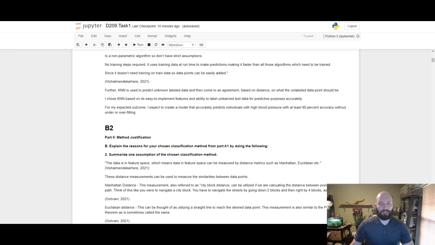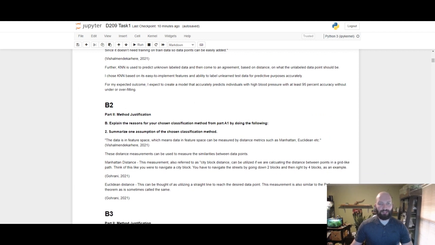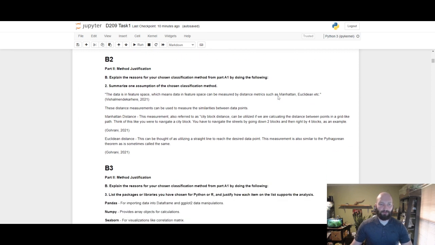As mentioned above, KNN is used to predict unlabeled data, and it comes to an agreement based on distance on what the unlabeled data point should be labeled. I selected it because it's easy to implement, and it has an easy time labeling unlearned test data. For my expected outcome, I expect to create a model that accurately predicts individuals with high blood pressure with at least 95% accuracy without under or overfitting.